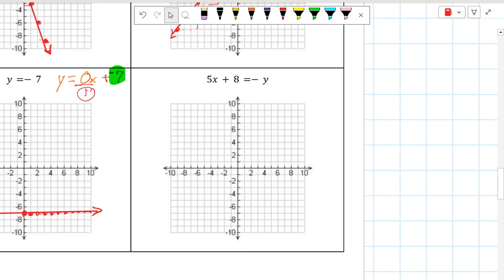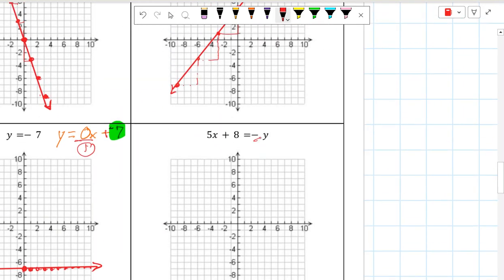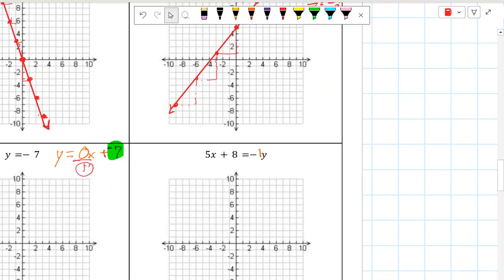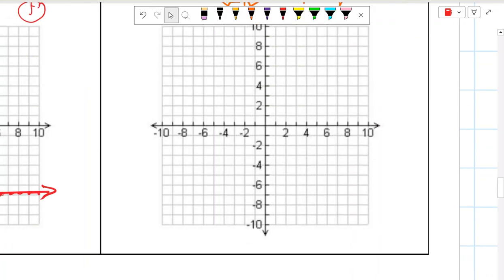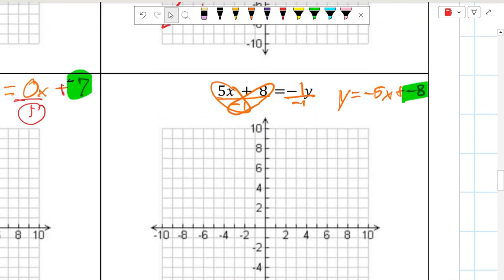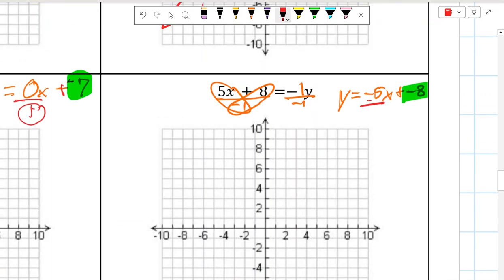And finally, this last one looks like it's almost ready, but we have a negative y right here. So let's get rid of that negative y. We know there is a 1 in front of it. So we're going to divide this side by negative 1 and this side by negative 1. And what we get is y is equal to 5x divided by negative 1, which is negative 5x, and 8 divided by negative 1 is negative 8. And now we are ready to graph with our b. So we're going to go all the way down to negative 8 on the y-axis. Then we're going to take our slope, and our slope is officially negative 5/1.